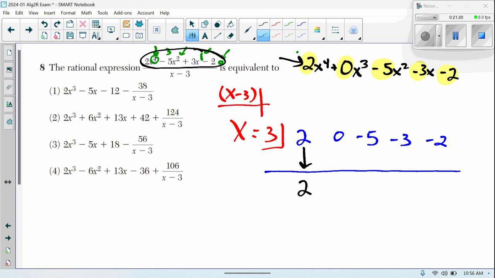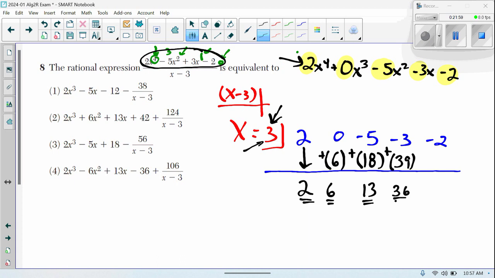I always just drop the first term. Whatever's down here gets multiplied by this. And that product, 2 times 3 is 6, that product will always get added to the next term. And I just repeat this until I'm done. Okay, 0 and 6 is 6. Now I multiply 6 times 3 and get 18. That will get added here. All right. 18 minus 5 is 13. This will get multiplied times my 3. That's 39. You can use a calculator if you want. I add these. 39 minus 3 is 36. 36 times 3 is 108.